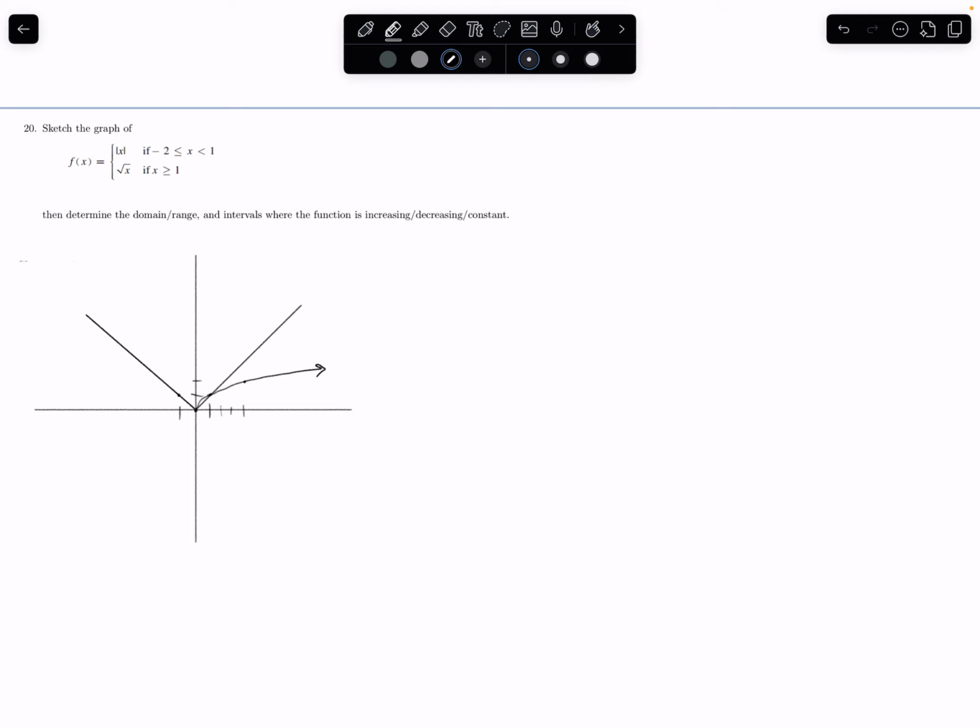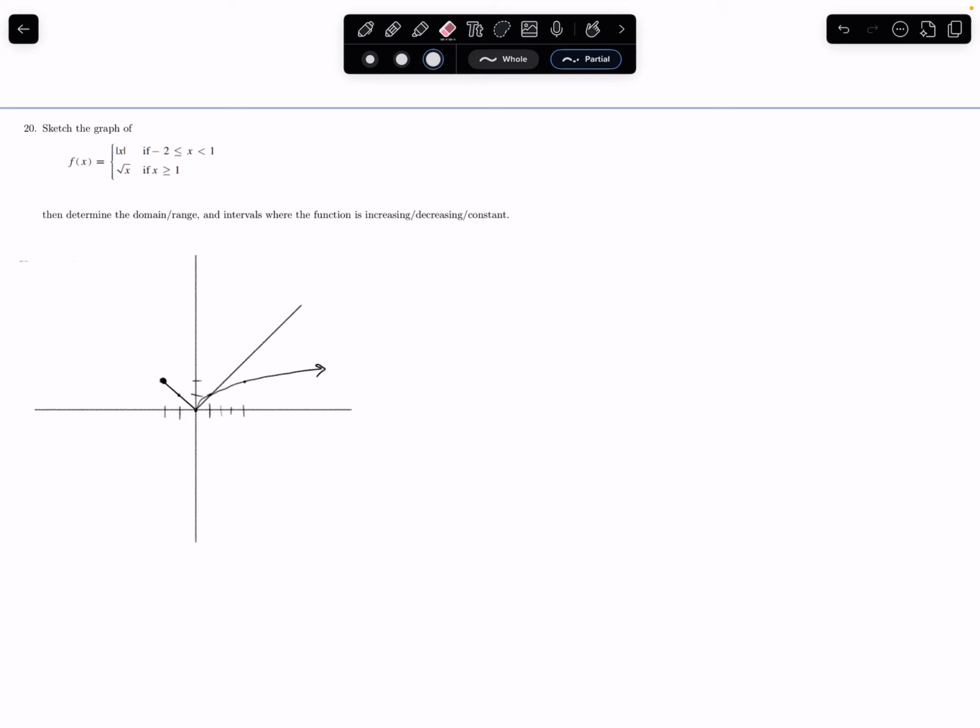Okay, now to do the piecewise part. The piecewise part says that the absolute value is for x greater than or equal to negative 2 and less than 1. That means it cuts off at negative 2, which will be right here. Negative 2 is less than or equal to x, which means x is greater than or equal to negative 2. Because it's got the equal sign, it has a closed circle over there. And then everything until that point we erase.